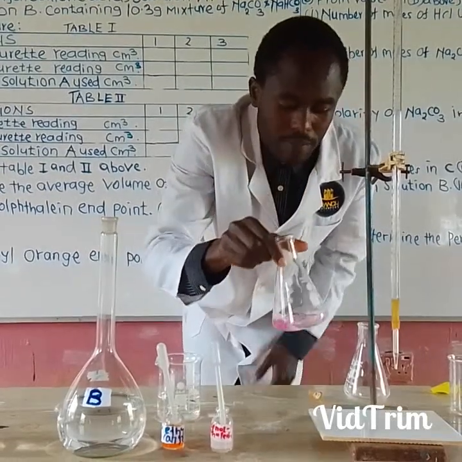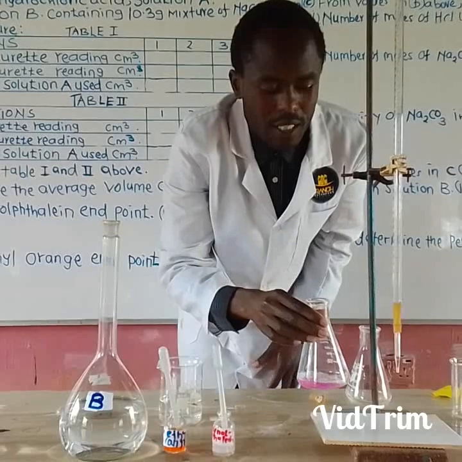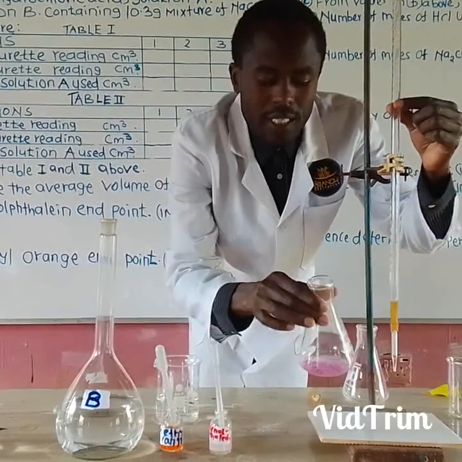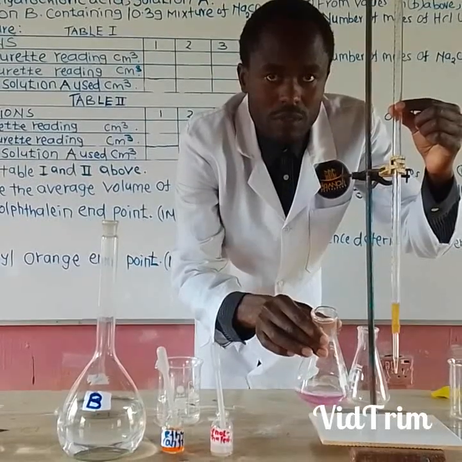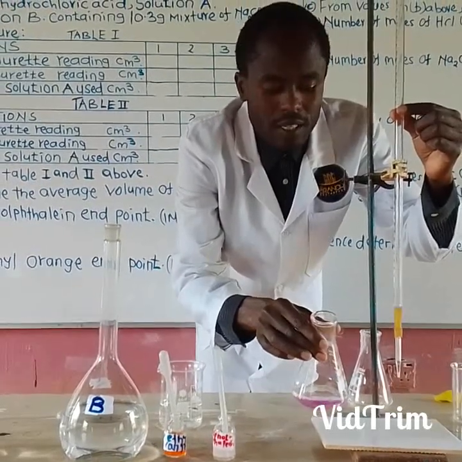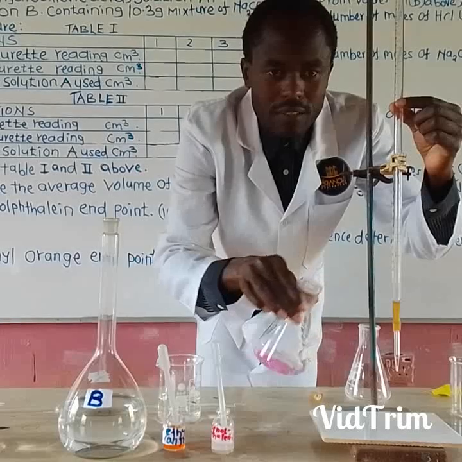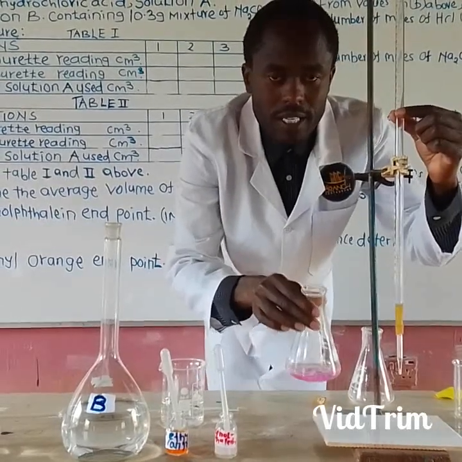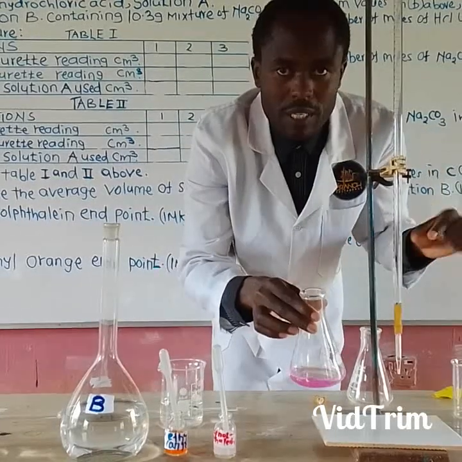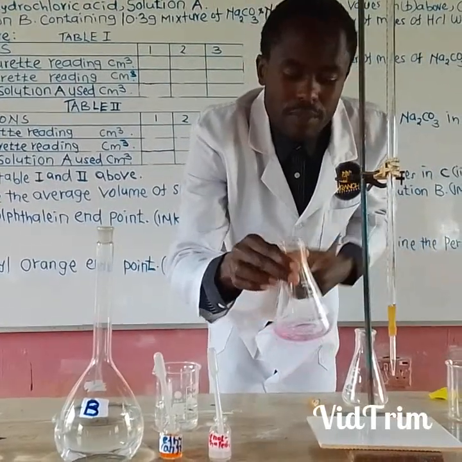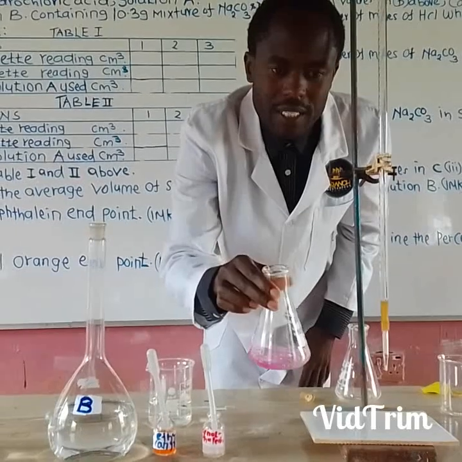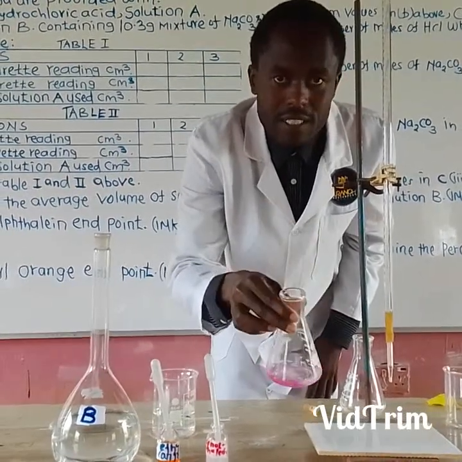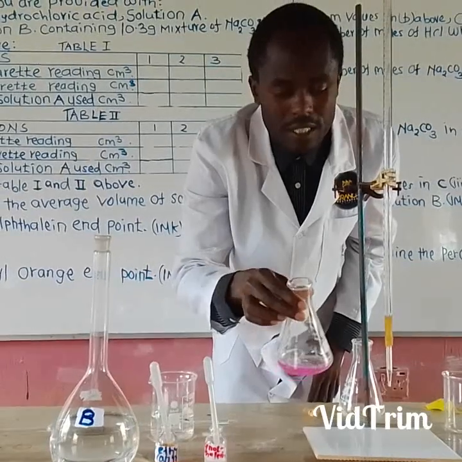So the next step, I'm now going to titrate solution A in the burette against solution B. And as I titrate, I have to swirl the solution. What do we expect when I titrate? This pink color must turn colorless. By the time it just turns colorless, I stop titrating and I read. Let us go.